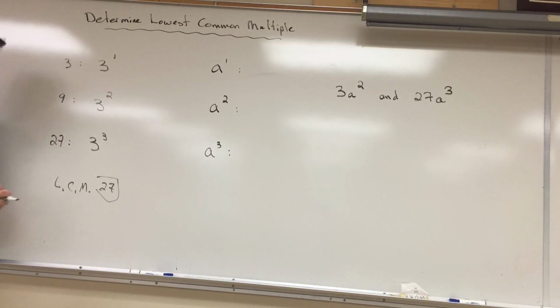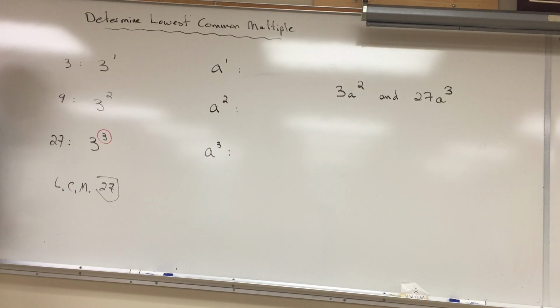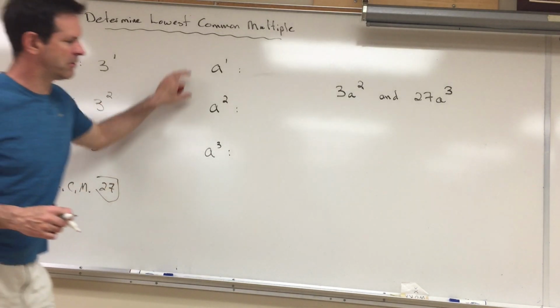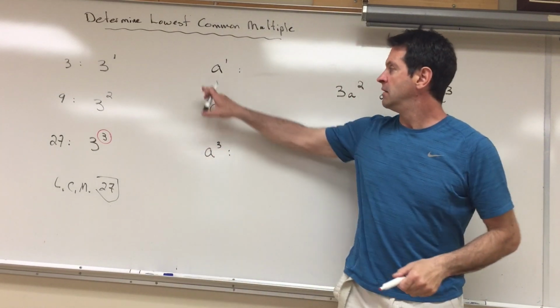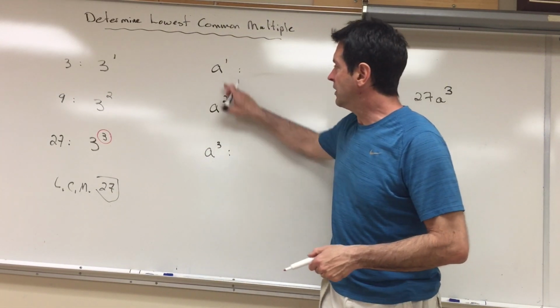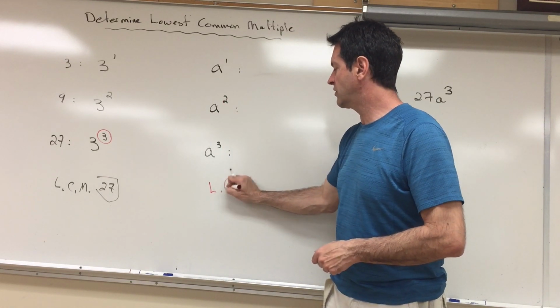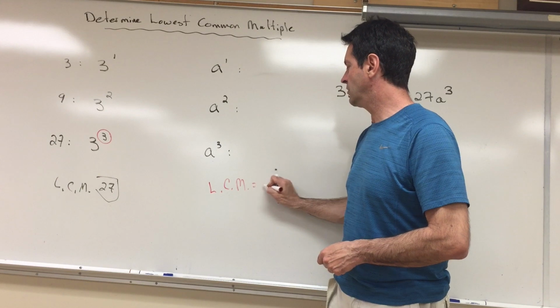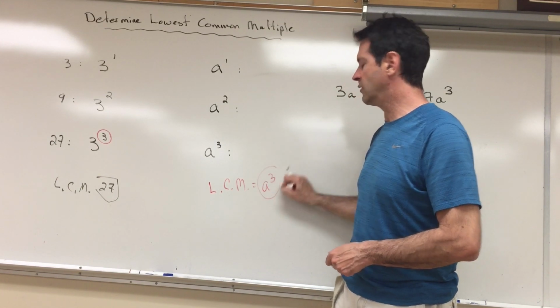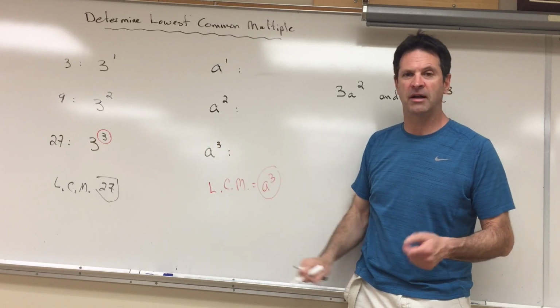The lowest common multiple is the one that has the highest exponent, since the bases are the same. Here we have the bases that are the same, a and a. The lowest common multiple equals a to the power of 3. It's the lowest expression that a to the power of 2 and a to the power of 3 divide evenly into.